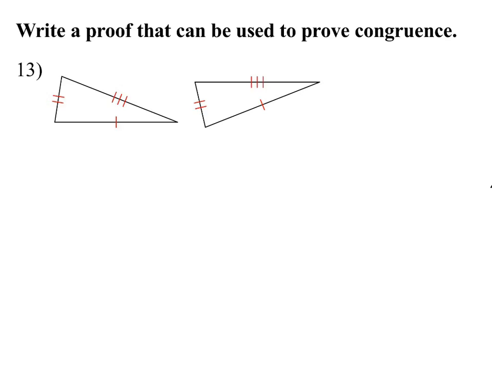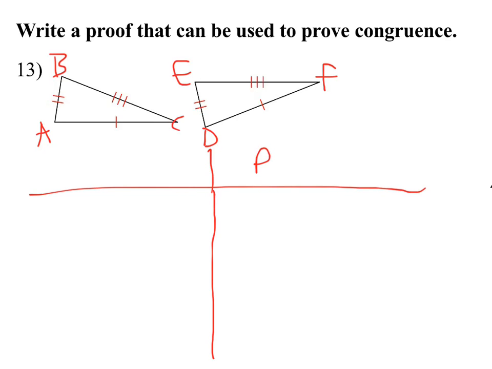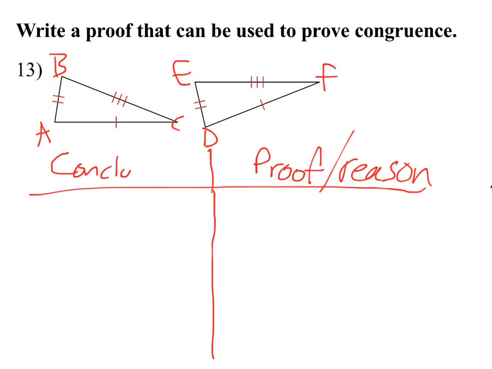So we need to write a proof that can be used to prove congruence. So I'm going to add some labels here. We got A, B, C, and then I'm going to have my corresponding ones D, E, F, and I'm going to start with my givens. So I'm going to make a couple columns here, and I'm going to include the proof part, or the reason, and then this side is our conclusions.